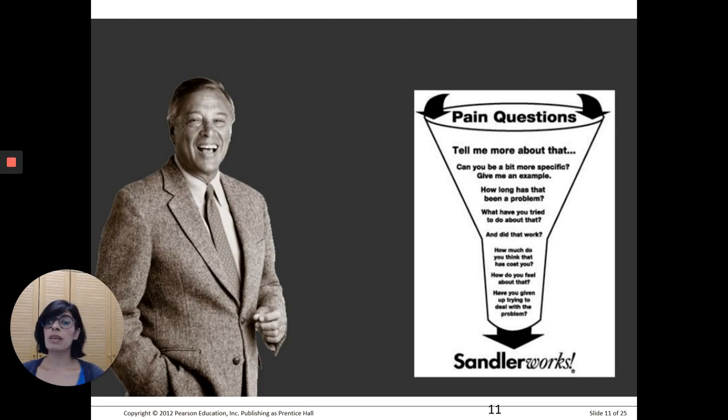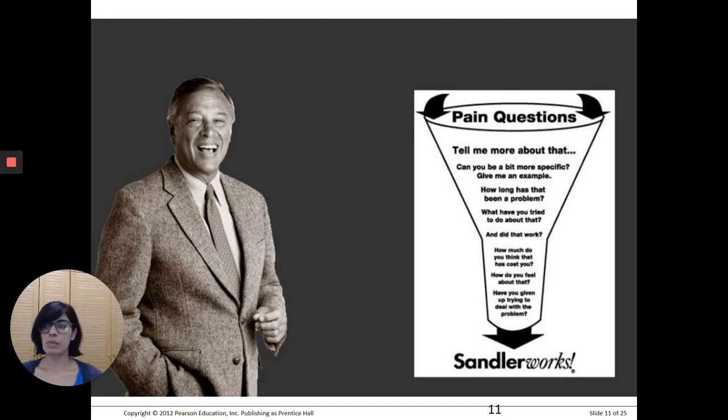How much do you think it will cost you? How do you feel about that? Have you given up trying to deal with the problem? So in this funnel, let's just talk through why these questions are relevant. When they first give you an answer and you say, tell me more about that, you're actually getting them to think about in detail, like what else is going on?